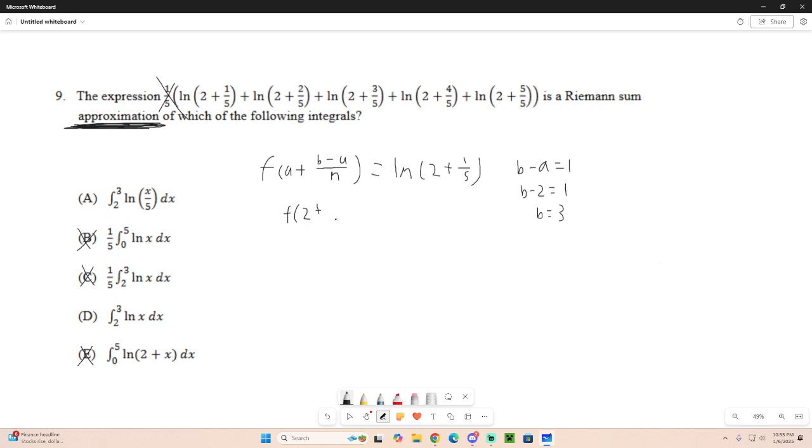Both of our answer choices say that. So 3 minus 2 is 1. And then we know our n is 5. And that's equal to ln of the same thing. So what is the function? Just ln x? ln x. Yes, that's the answer. No x over 5? No x over 5, because 5 is our subdivisions. That's why we're dividing by 5.